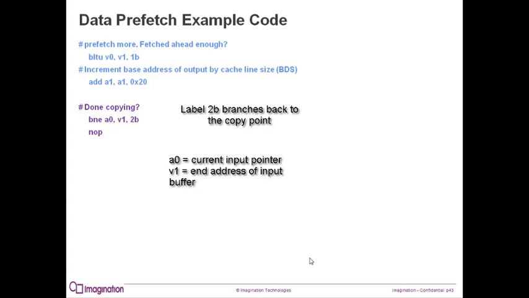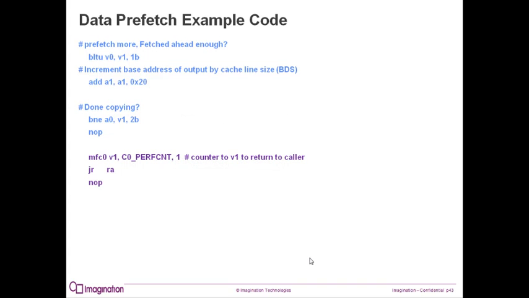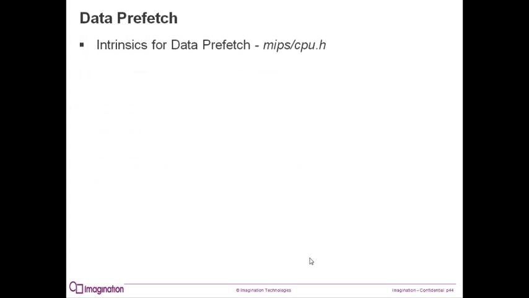The code will reach this point once it has fetched all it can but still needs to copy the final 512 bytes. It checks to see if there is more to copy and will branch back to the non-fetch point if there is. When the copy is done, the code reads the performance counter to get the number of cycles it took to do the copy and puts it into the return register, then returns to the calling function. You can experiment with the code by changing the number of prefetches done ahead to see what gives you the best numbers for your system.